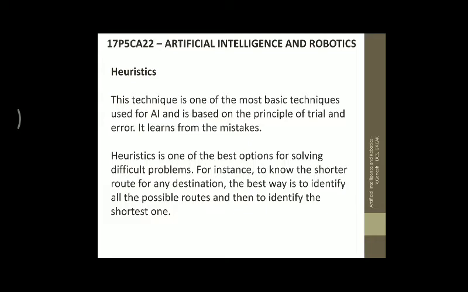Moreover, it solves the problem for which the classical method cannot. So this is the major advantage of heuristics. So here heuristics is one of the best options for solving difficult problems. For instance, to know the shorter route for any destination, the best way is to identify all the possible routes and then to identify the shortest one.